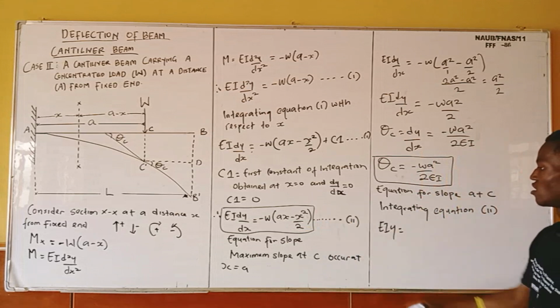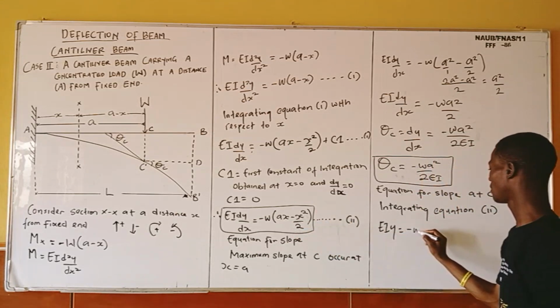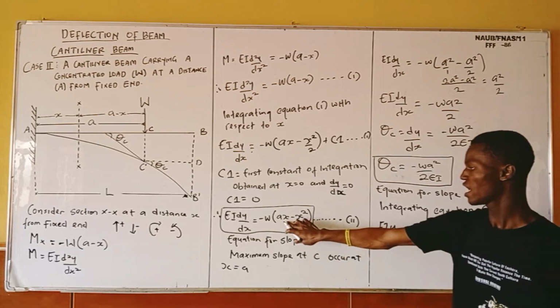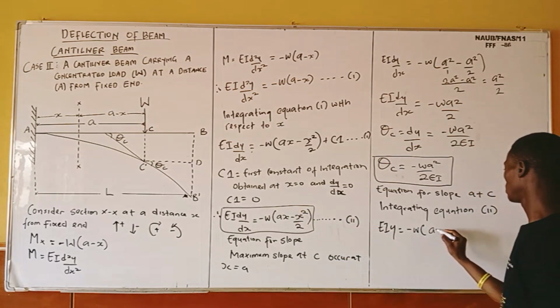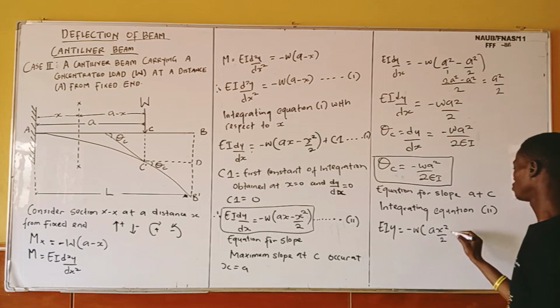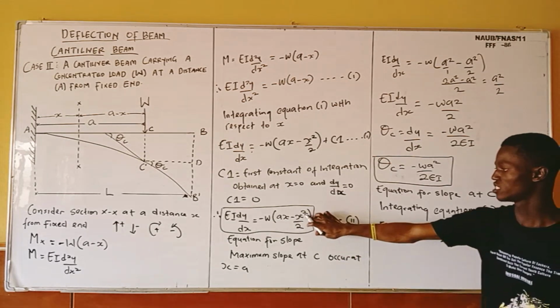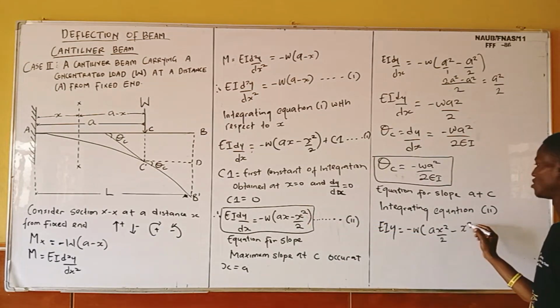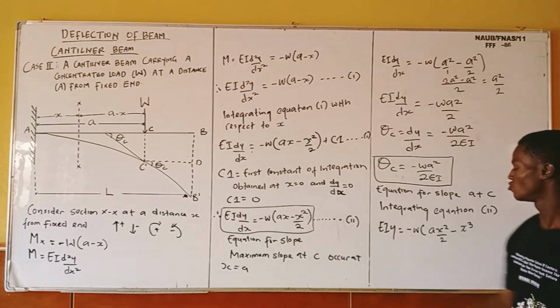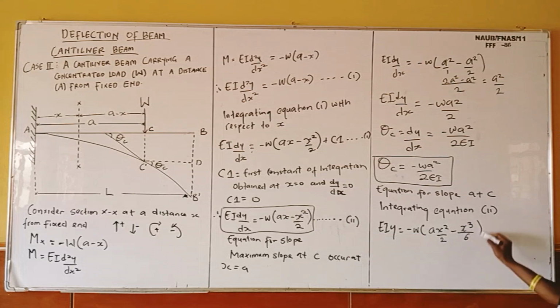EIy. I've already integrated that part, so we make the second part, which is minus W. By integrating this one, I'm going to have AX squared over 2 minus, here the power is 2, so by integrating this one I'm going to have X cubed, then the power multiplies the denominator, so I'm going to have 6, plus C2, the second constant.